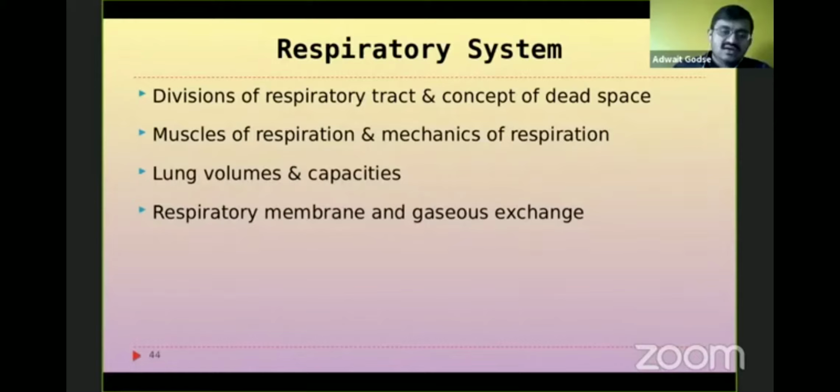Lung volumes and capacities, this question has been twice asked as long answer question, as well as it is part of your practical physiology in spirometry. So you should know definitions and normal values of all of them. It is very important. Respiratory membrane, structure of that, only once or twice this has been asked. Gaseous exchange, not very frequently asked, but a question based on gaseous exchange is asked, usually in form of multiple choice question. Diffusion lung capacity of carbon dioxide or carbon monoxide, such things are asked as multiple choice question.